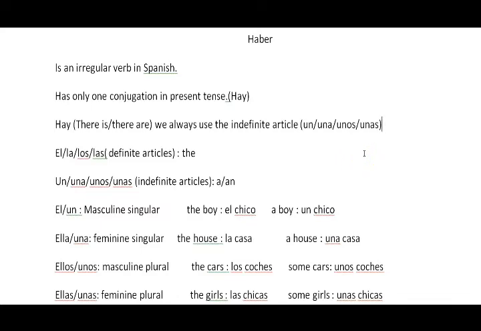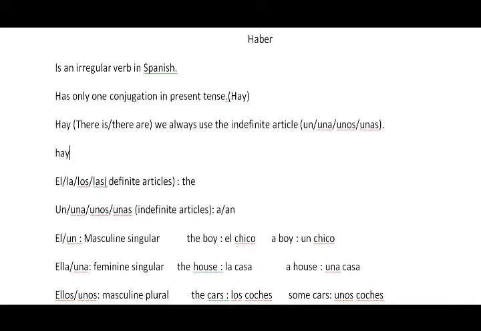It is like in English as well, right? In English you don't say "there is the car," you say "there is a car." Similarly, in Spanish also, with the verb hay, we never use the definite article. We always use the indefinite article. Keeping the same example, if I want to say there is a car in the house, I can say: hay un coche en la casa.